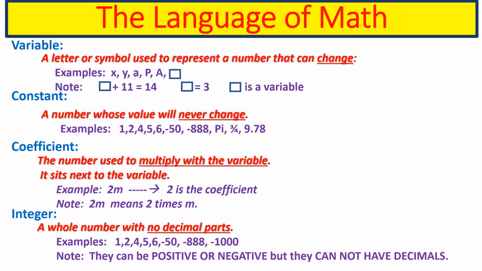Integer. An integer is a whole number with no decimal parts. Examples of integers are 1, 2, 4, 5, 6, negative 50, negative 888, negative 1,000. All of the counting numbers are integers. Integers are my favorite numbers. I like integers because they make a lot of math easy to do.